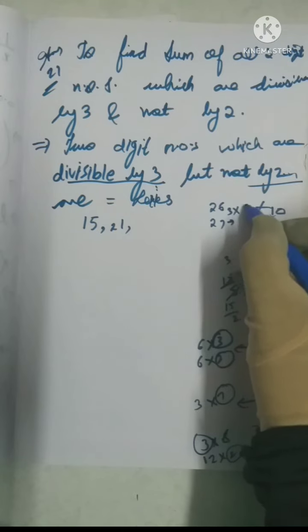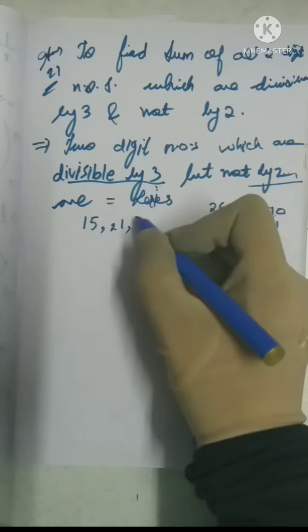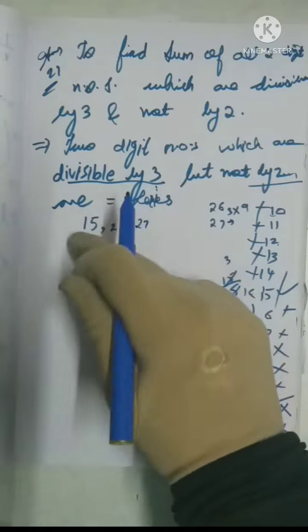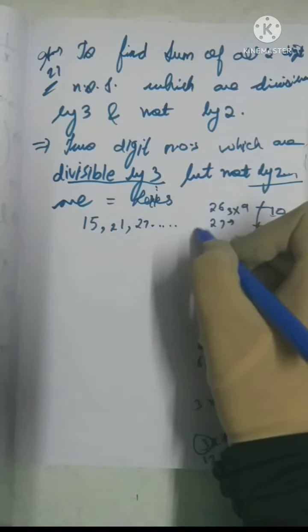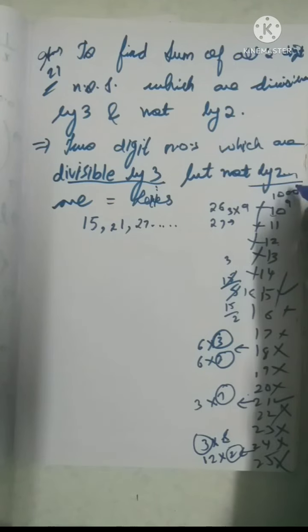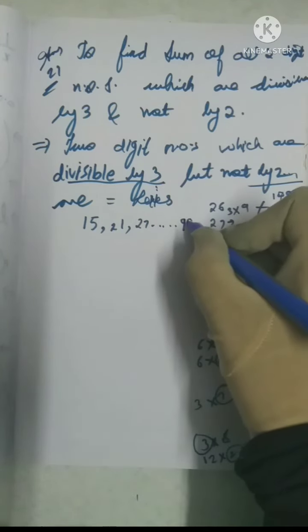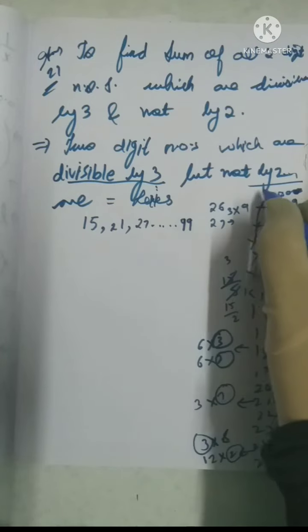27 can be written as 3 nines are 27, and it is not divisible by 2. So what is the next number we have? 27. So 3 numbers are enough whenever you write any series. And what is the last number we have? We know the last 3-digit number we have is 100. And before 100, what is the number we have? 99. And we know 99 is divisible by 3 and it is not divisible by 2.